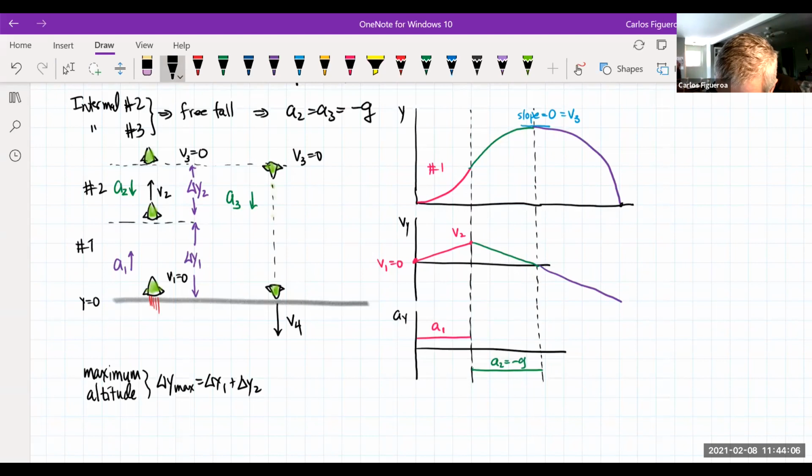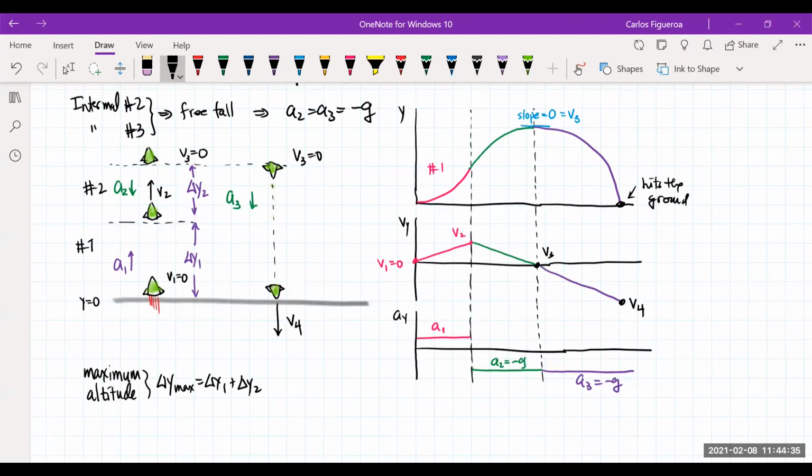And then right here is where it hits the ground. And right here, you could see that at this point, this is V4. And then right here is V3. But the acceleration doesn't change. It's a uniform acceleration. So this A3 is still minus g.